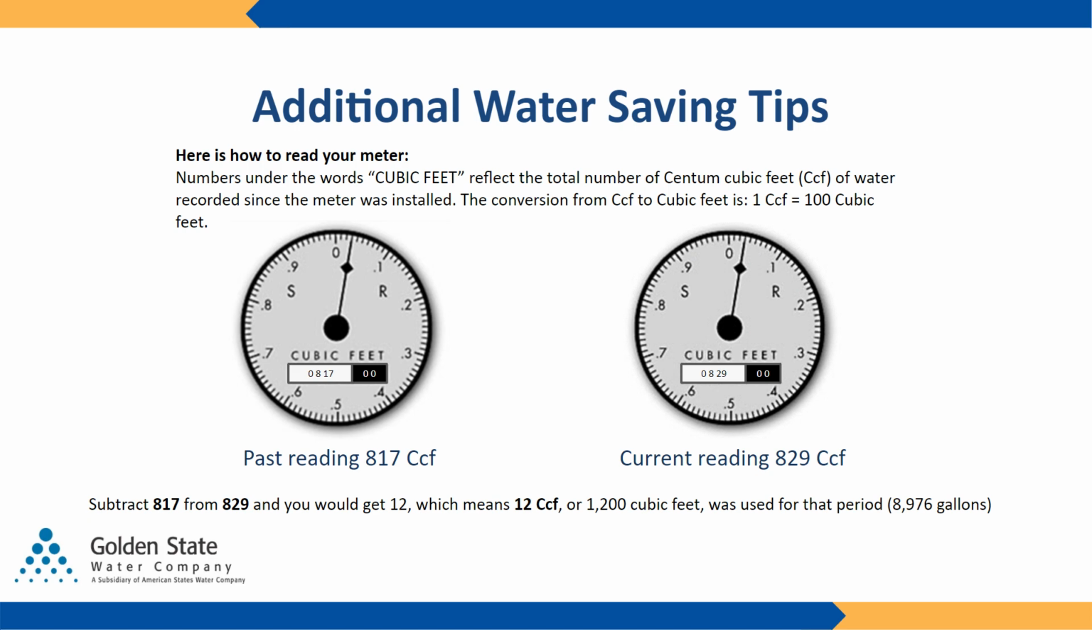In this example, the past reading would be 817 CCF, and the current reading on the meter shows 829 CCF. You would subtract 817 from 829, and you would get 12 CCF. Using the conversion above, shows that 1200 cubic feet of water was used for that period. 1200 cubic feet of water converted to gallons is 8,976.